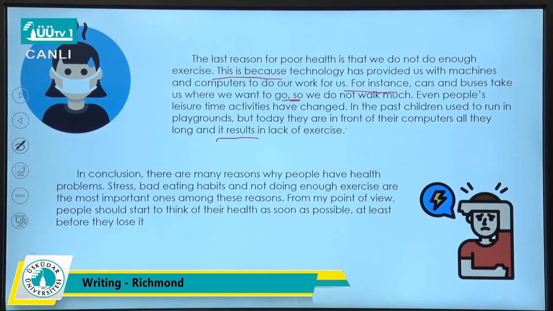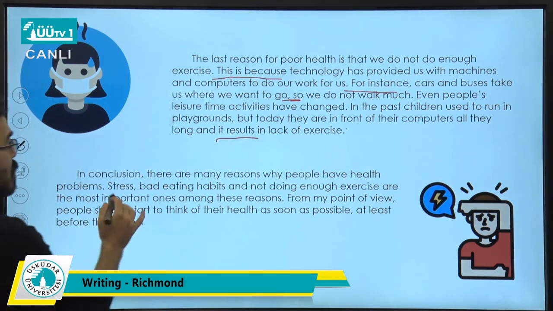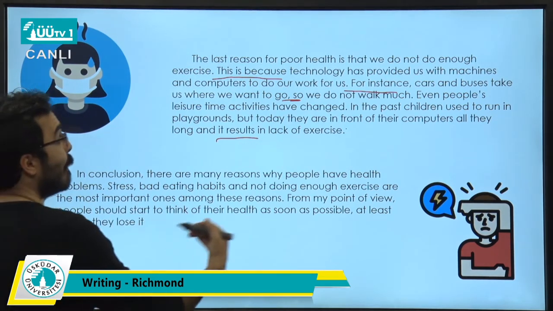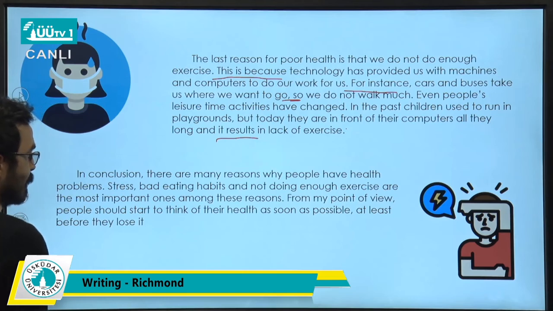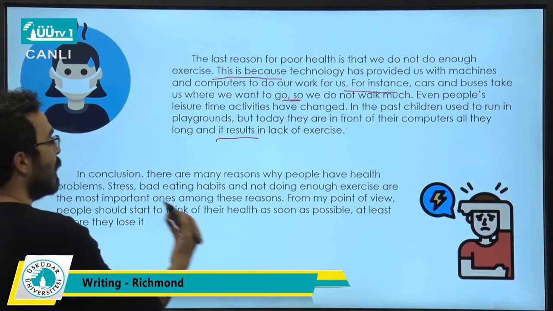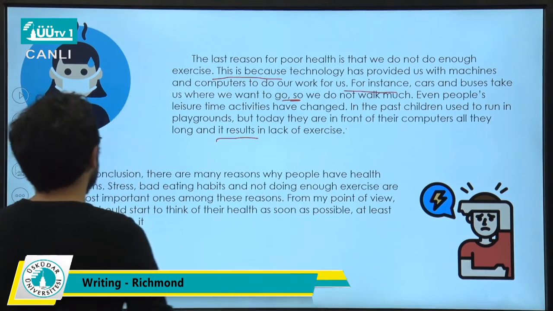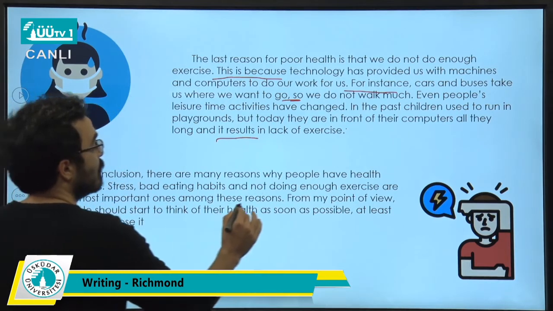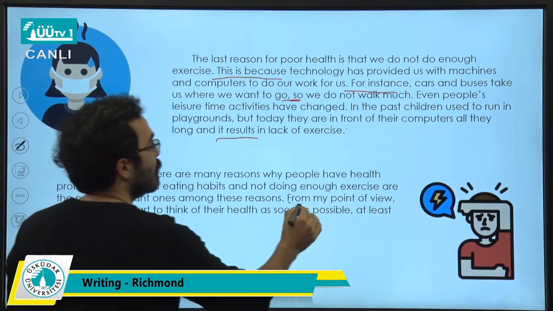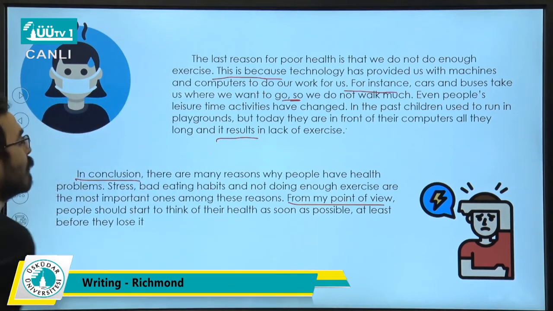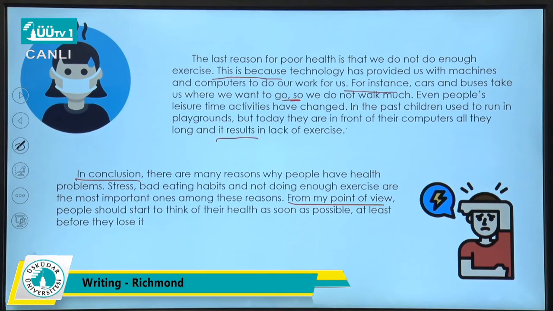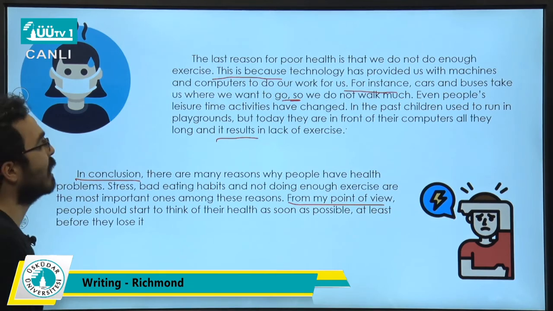Here is the cause. In conclusion, right? Now we are going to summarize our point, what we talked about so far. In conclusion, there are many reasons why people have health problems. Again, repeating what I said before: stress, bad eating habits, and not doing enough exercise are the most important ones among these reasons. From my point of view, people should start to think of their health as soon as possible, at least before they lose it.